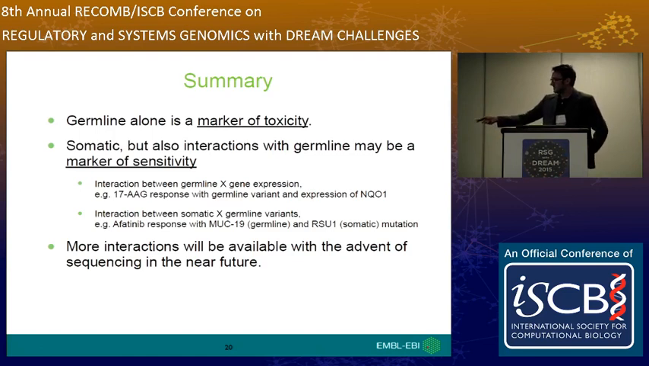And here I showed you one interaction which we found by accident. We were looking into a germline strong hit, and actually found an interaction of the germline with the gene expression of NK1. And also the interaction which I showed you was afatinib with MUC19, which is mucin, a secreted protein which causes a protection layer around tumors, and RSG1, which was not reported in any way with afatinib.